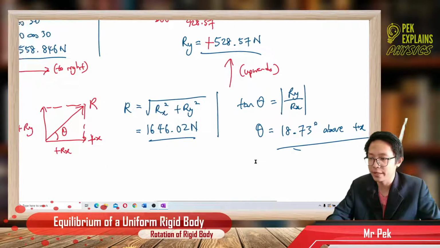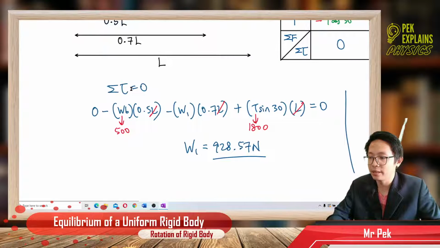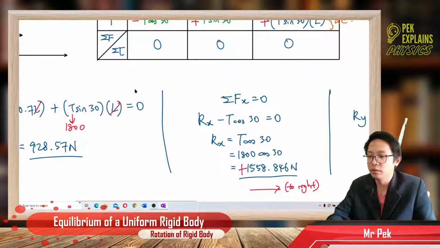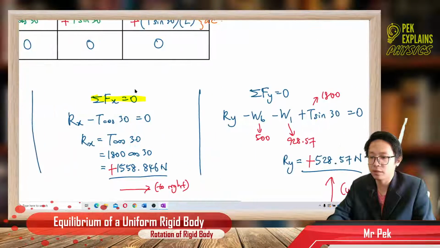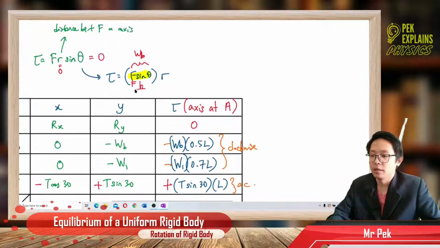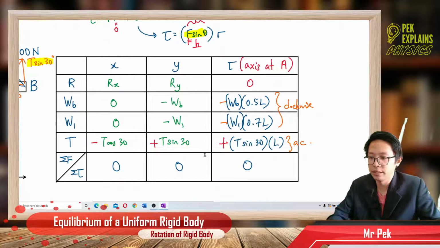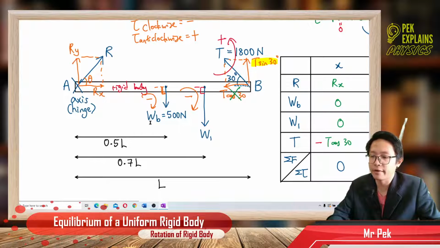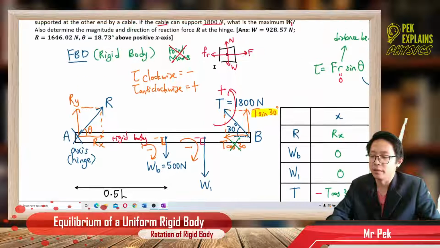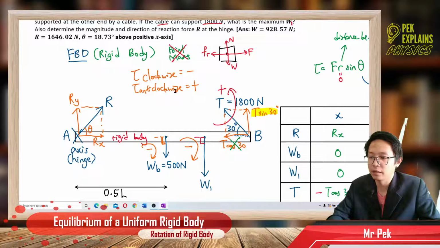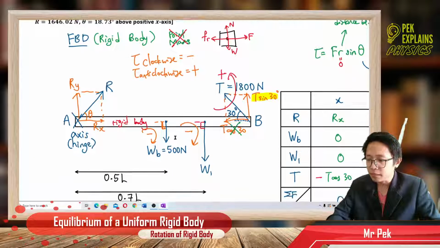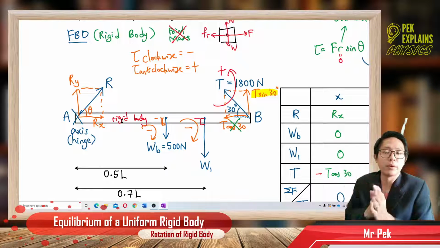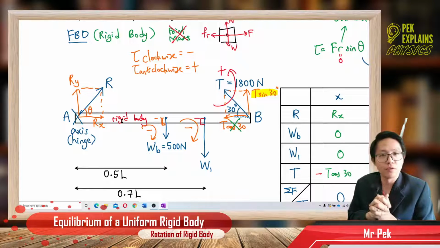Very simple. The way is just use total torque equal to 0, total force Fx 0, Fy 0. Do all the components. Draw the correct free body diagram. The rotation clockwise is negative, anti-clockwise is positive. Resolve the forces into components first. So these are the ways to do equilibrium of a uniform rigid body.